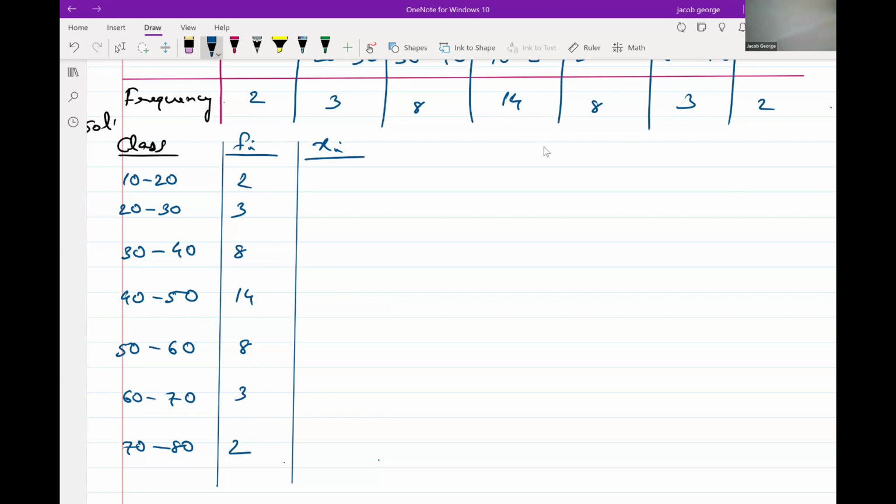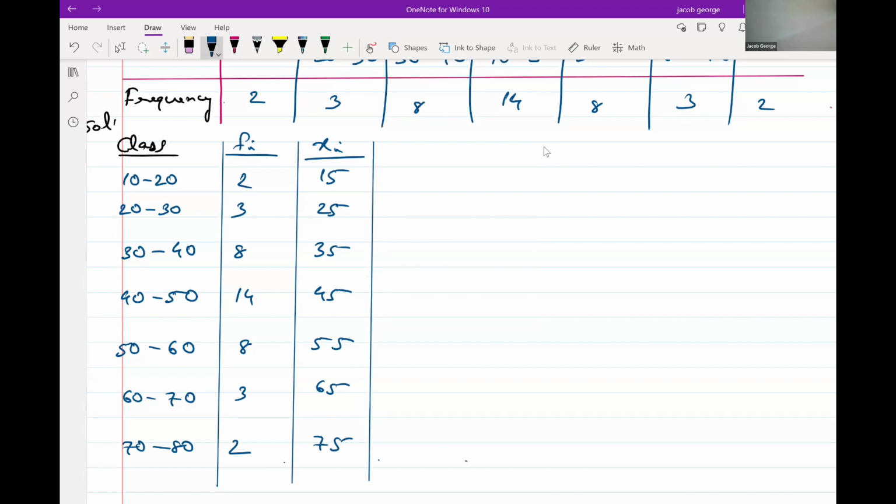What is the middle value of 20 to 30? 25. Next, 35. Last year you have done the same, right? So please write the middle value of each class, that is our Xi. It is 15, then 25, 35, 45, 55, 65, and 75. These are the Xi values.